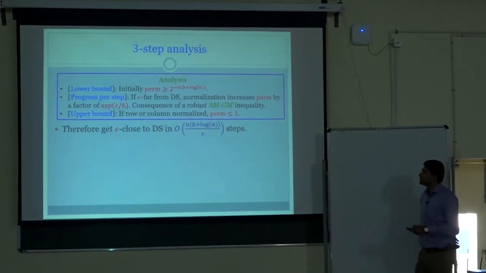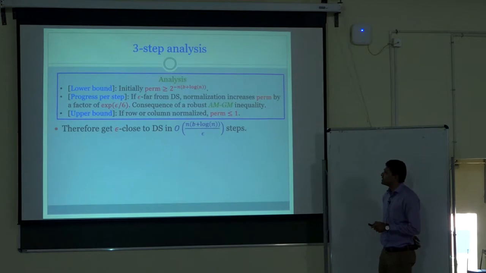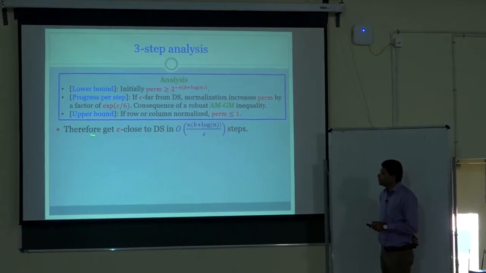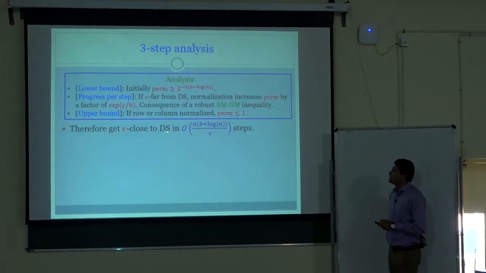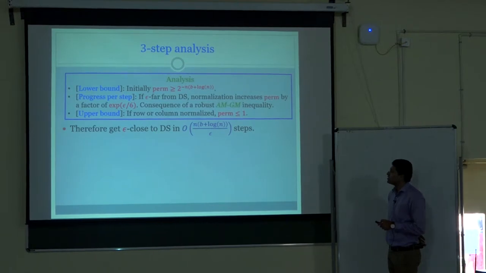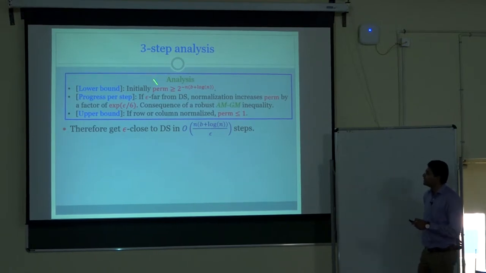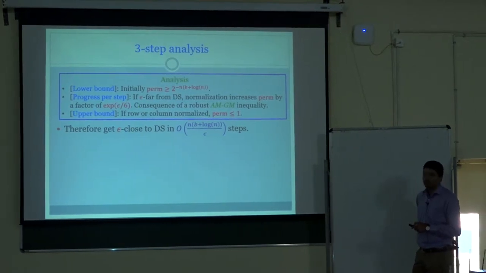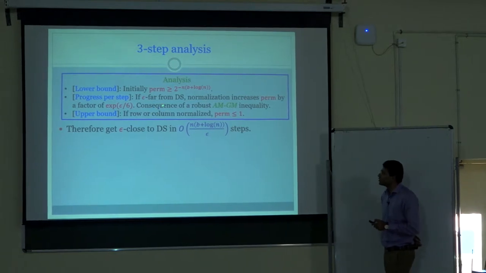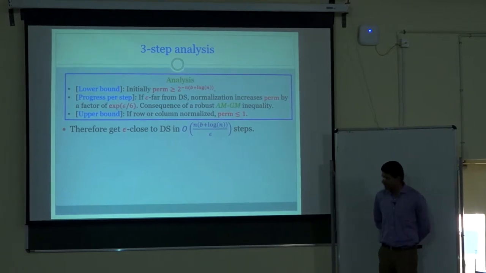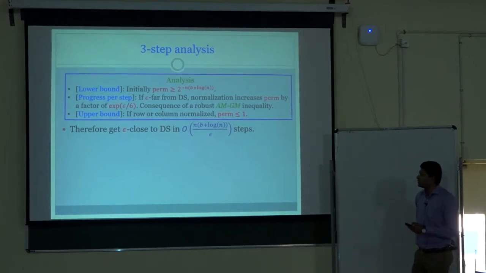Okay, so this three step analysis proves that you will get epsilon close to the doubly stochastic in these many iterations. Initially you have this lower bound and you're increasing it by a multiplicative factor, and it's always bounded by one. So this cannot go on further, and you have to get close to doubly stochastic in this situation. That's the analysis.